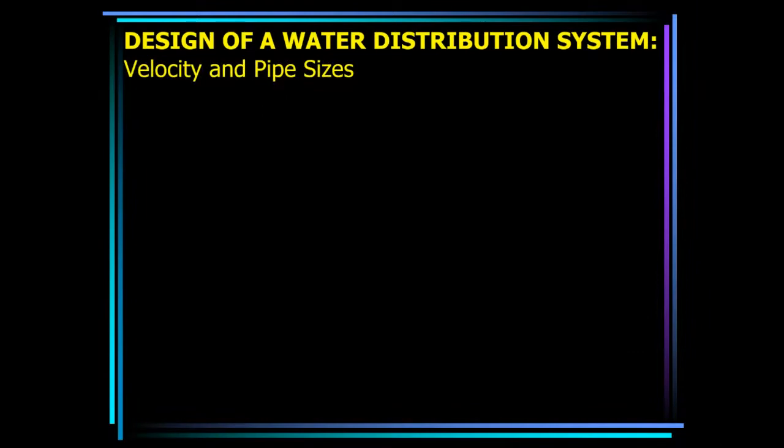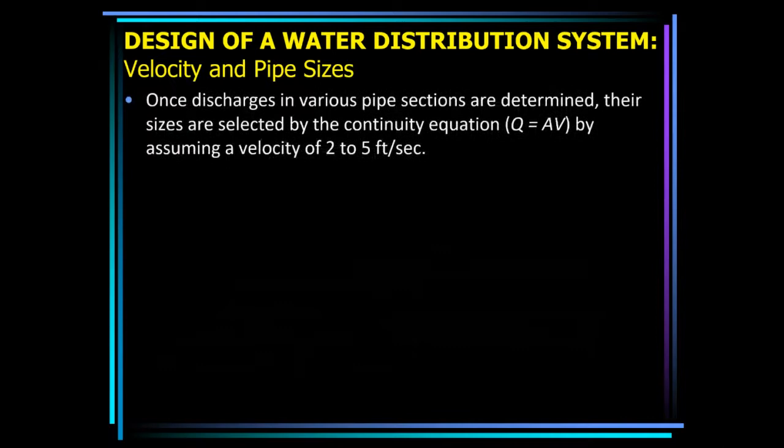Now, what are the design considerations concerning velocity and pipe sizes? Once discharges in various pipe sections are determined, their sizes are selected by the continuity equation by assuming a velocity of 2 to 5 feet per second.